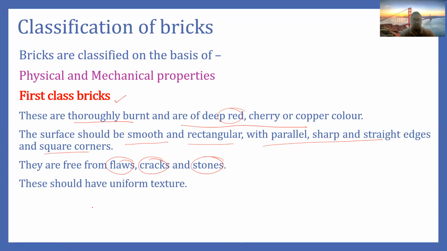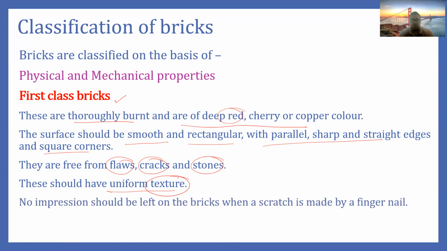The next is their texture should be uniform, which means on the surface, or if we break the brick, the broken surface should show the uniform texture. There should not be any non-uniformity. Also, if we try to scratch the surface of the brick, there should not be any impression left on the brick when a scratch is made by a fingernail. There should not be any impression of that. So that is the next feature.